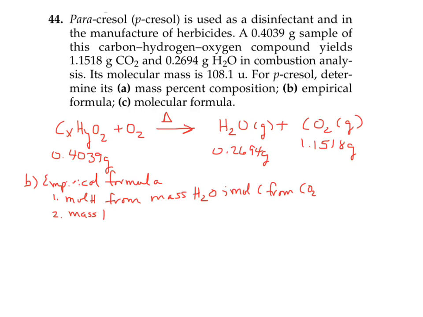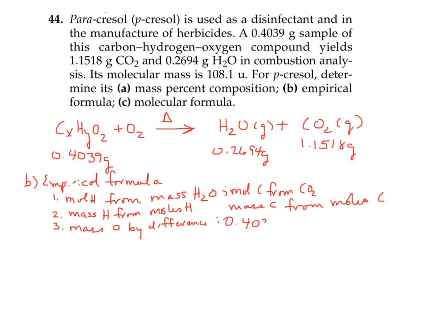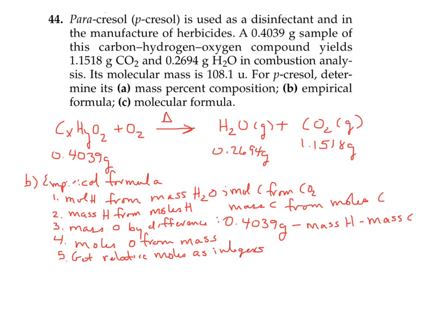Step number 2, what we just did: we backtrack and get the mass of the hydrogen from the moles of the hydrogen and the mass of the carbon from the moles of the carbon. Then we knock out the mass of the oxygen by difference. Once we have that mass, we can get the moles of oxygen. The last step is to clean it up, to get the relative moles in whole numbers. I would do that first.